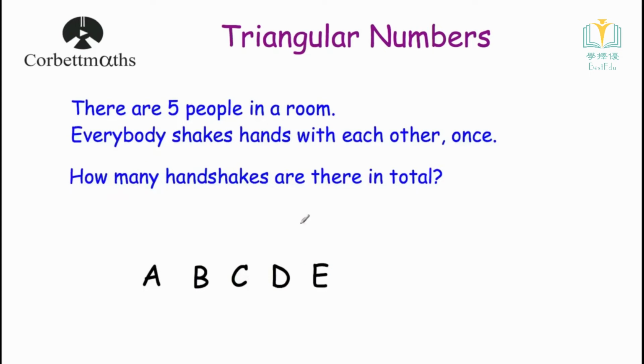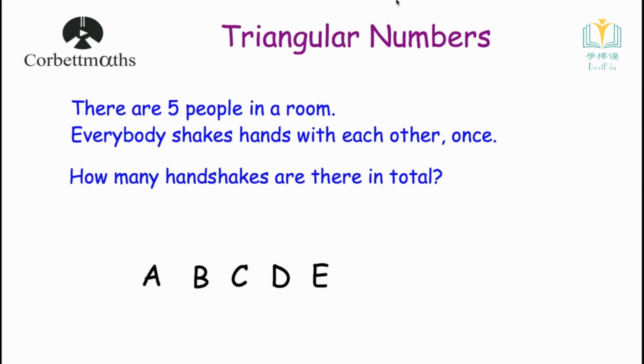Now another situation where triangular numbers are quite useful is the handshake problem. Let's have a look at it now. There are 5 people in a room. I've called them A, B, C, D, and E. You could call them anything you want, like Alan, Bob, whatever. Everybody shakes hands with each person once. How many handshakes are there in total?